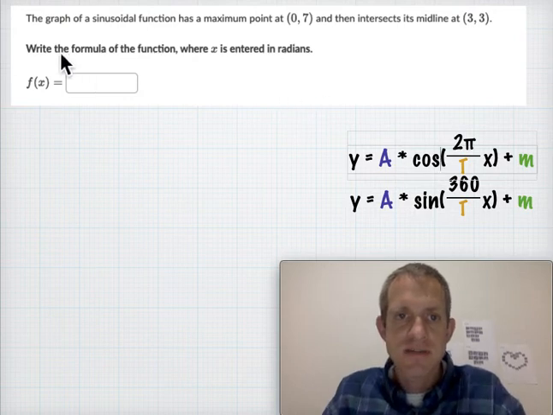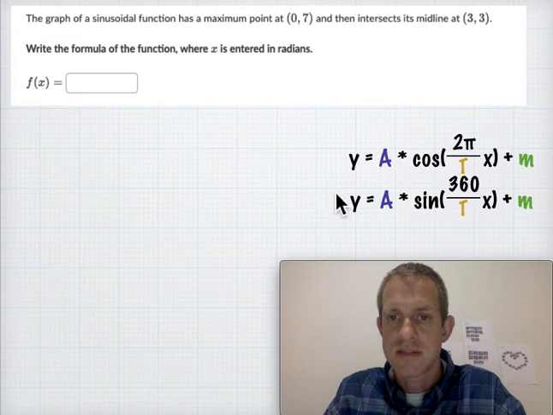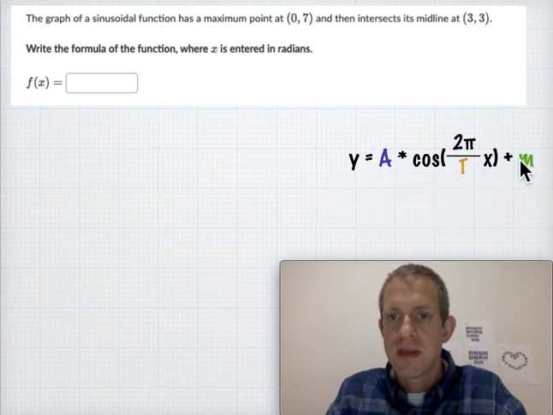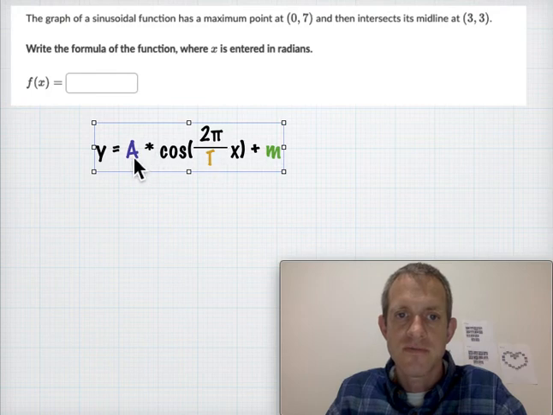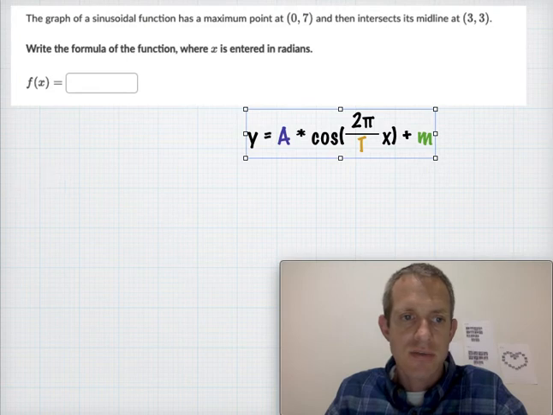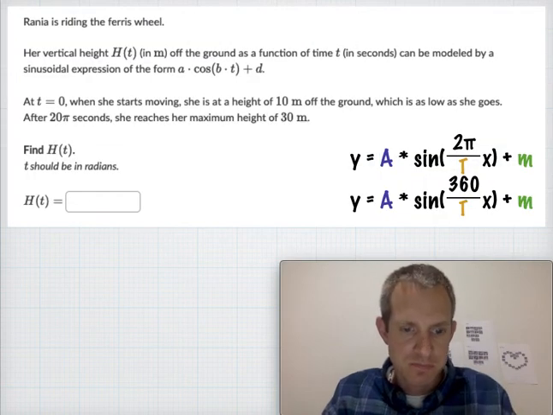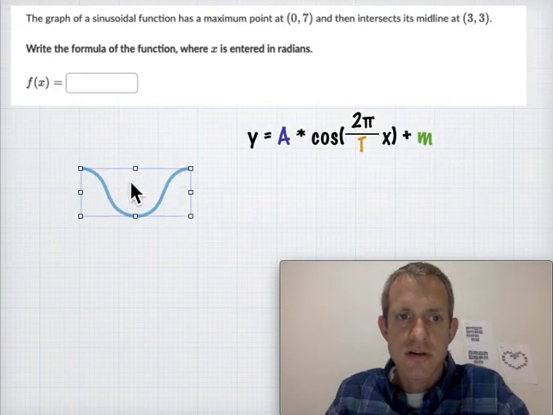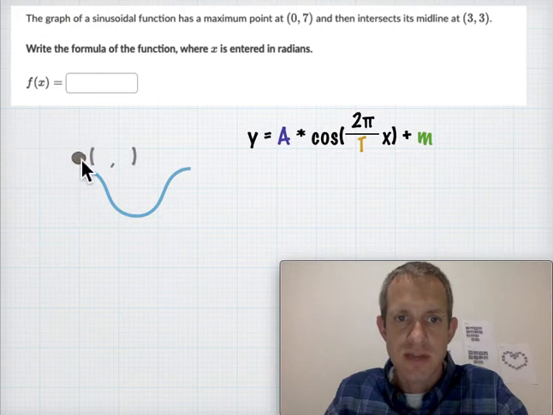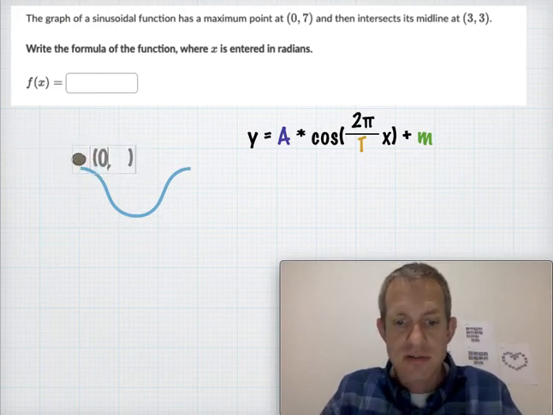And they said specifically I have to write the formula when x is in radians. And so let's get rid of this guy. I don't need it. And so here's what my equation is going to eventually look like. I need to find a couple of pieces. I need the amplitude, the period, and the midline. And so I'm going to sketch a picture of that. Let me grab a cosine function a second. There we go. So here's a cosine curve, and let's label some of the points they gave us. They told us that its highest point was at (0, 7).